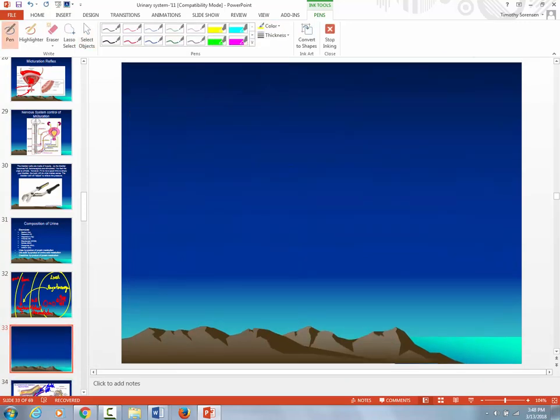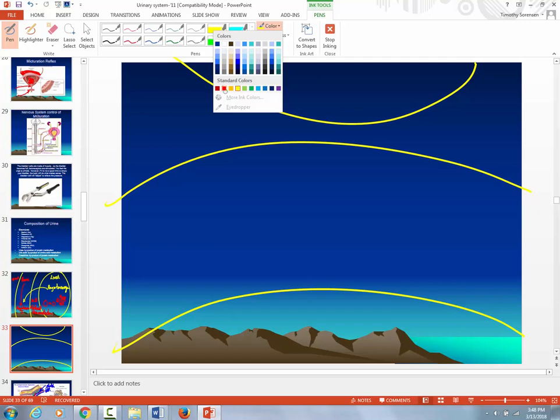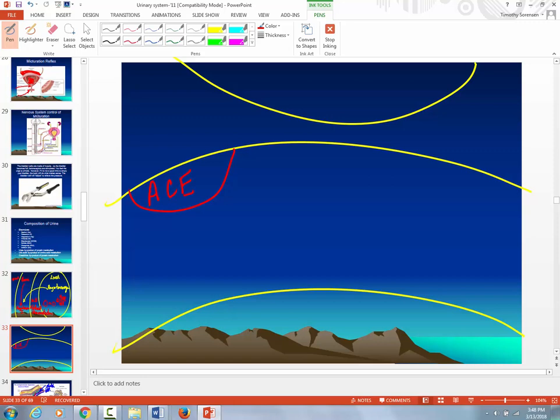But if that blood pressure doesn't go up, then angiotensin 1 will circulate to the lining of the pulmonary capillaries. And in the lining of the pulmonary capillaries, there's an enzyme called ACE. ACE stands for angiotensin converting enzyme. Angiotensin converting enzyme converts the mild acting angiotensin 1 into the much more powerful angiotensin 2.